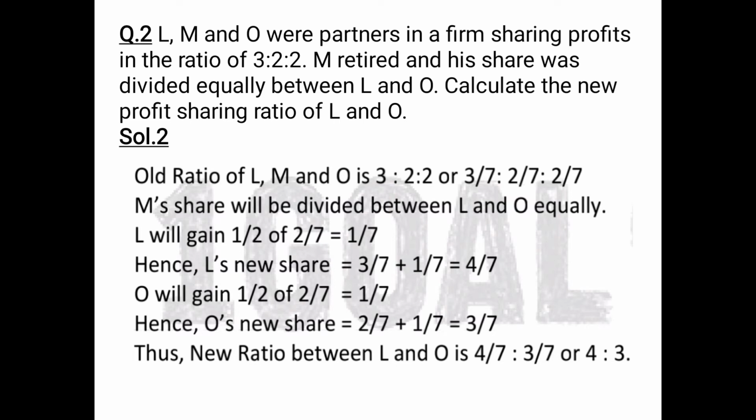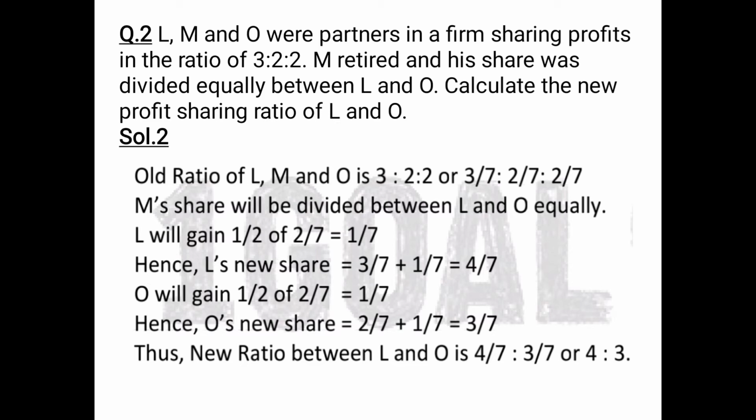Question number 2. L, M and O were partners in a firm sharing profits in the ratio of 3:2:2. M retired and his share was divided equally between L and O. That means the share of M is 2/7, which is given to L and O in 1:1 ratio. That is 1/2 of 2/7 will be given to L, that is the gaining share, and 1/2 of 2/7 will be given to O, that will be the gaining share. So calculate the new profit sharing ratio of L and O.